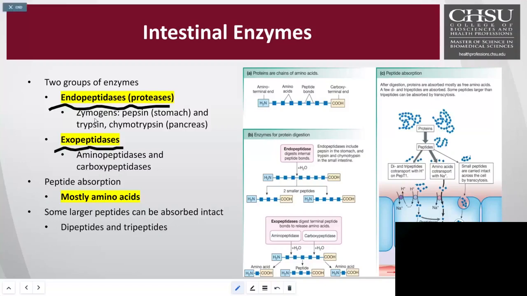Zymogens are the inactivated form. The first one I said is called pepsin. In case you didn't hear and you went out for break, on the mnemonic that I have, the chief guest arrives at 8 p.m. The chef likes to drink Pepsi. So chefs like Pepsi. Pepsi sounds like pepsinogen.